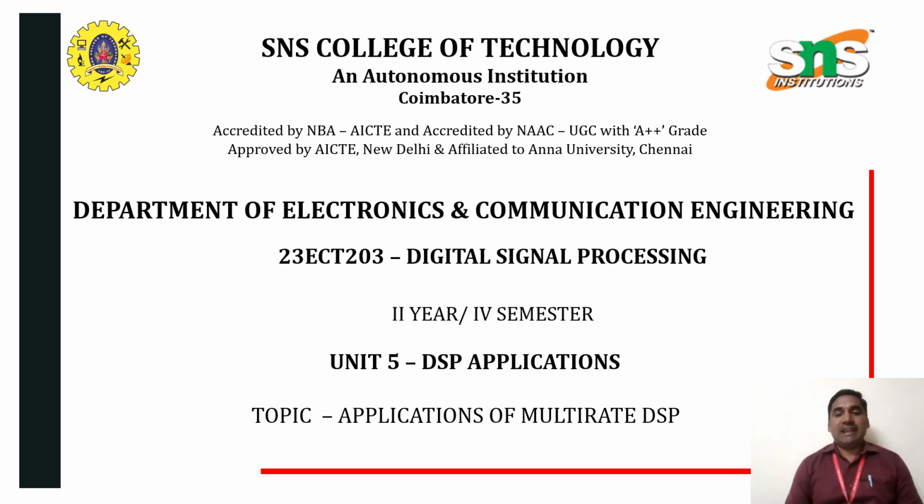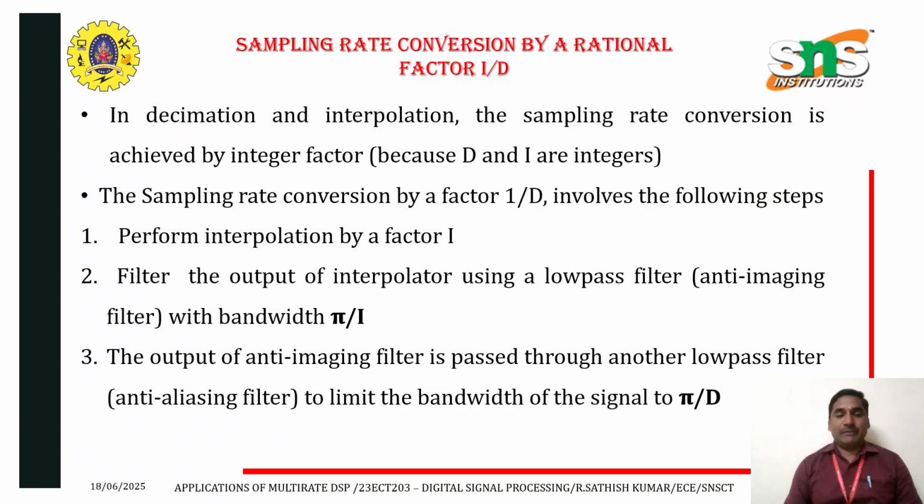Now let us see another video lecture series on applications of multirate DSP. Before going to the applications, sampling rate conversion by a rational factor I by D. In decimation and interpolation, the sampling rate conversion is achieved by an integer factor because D and I are integers. The sampling rate conversion by a factor I by D involves the following steps.